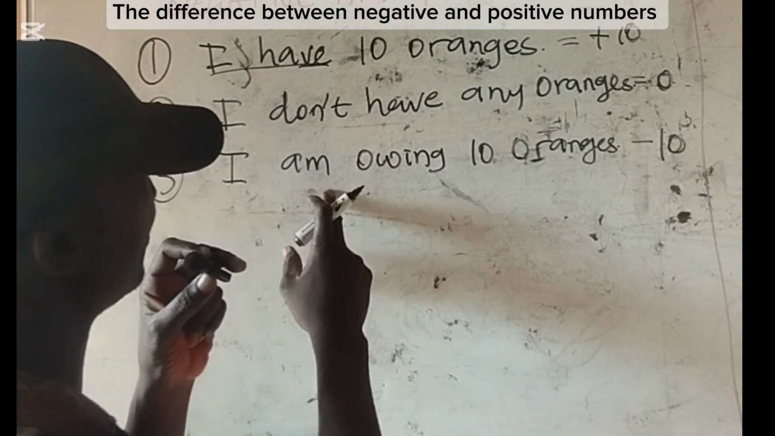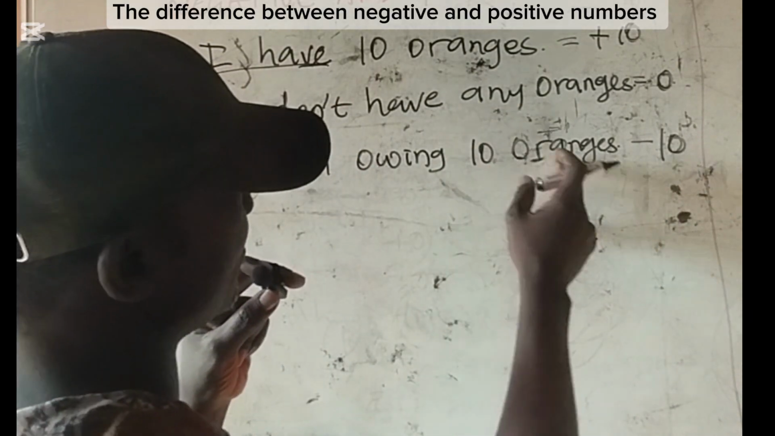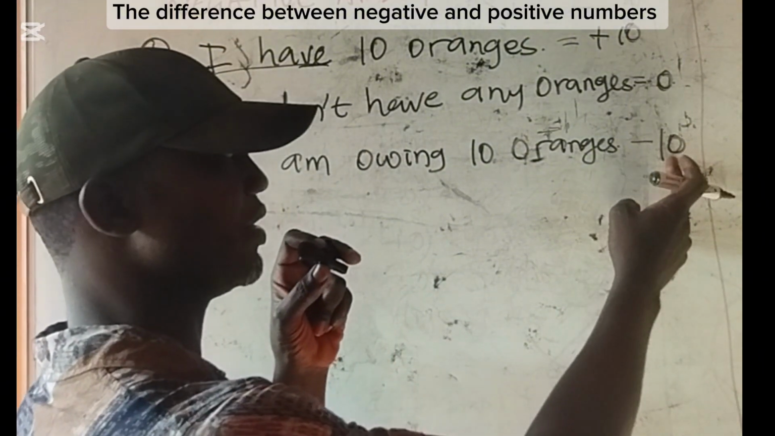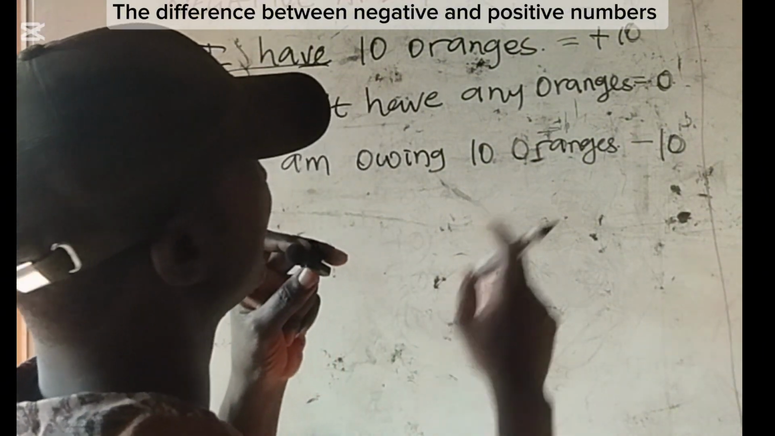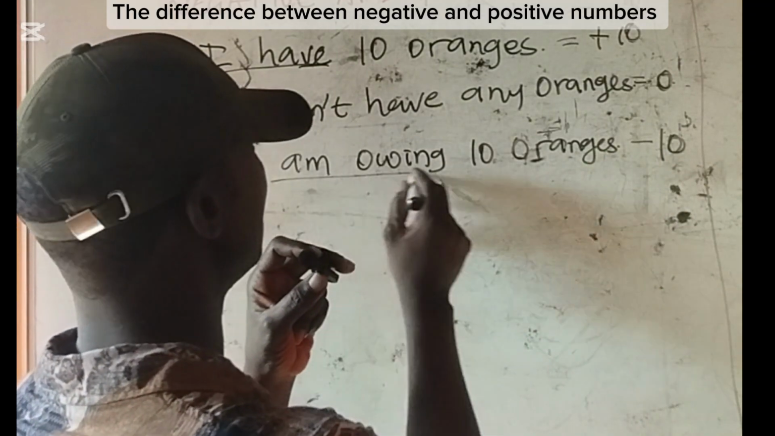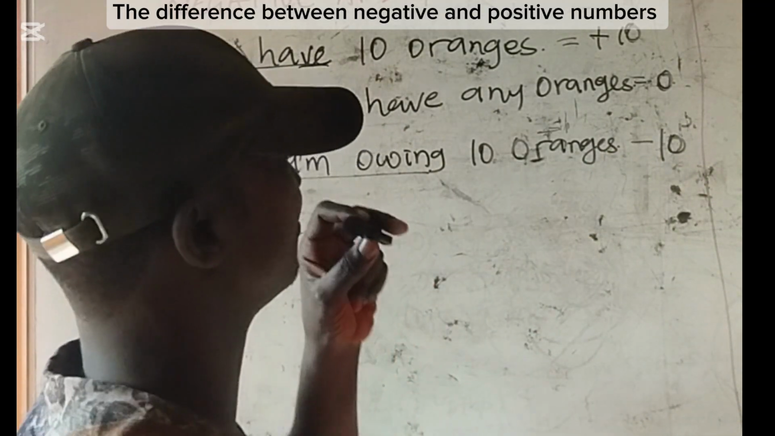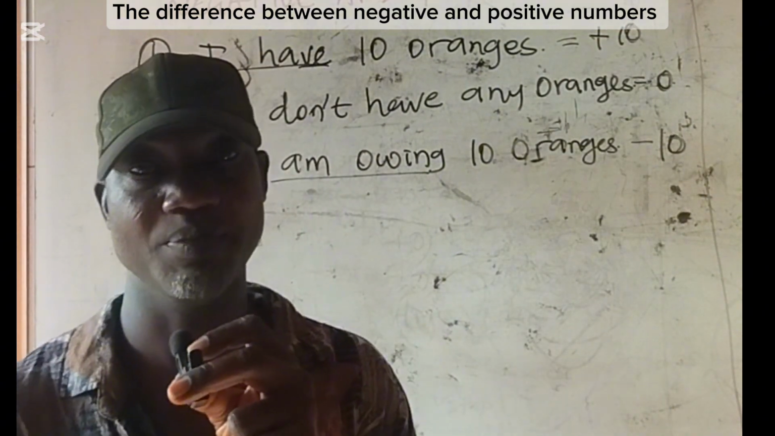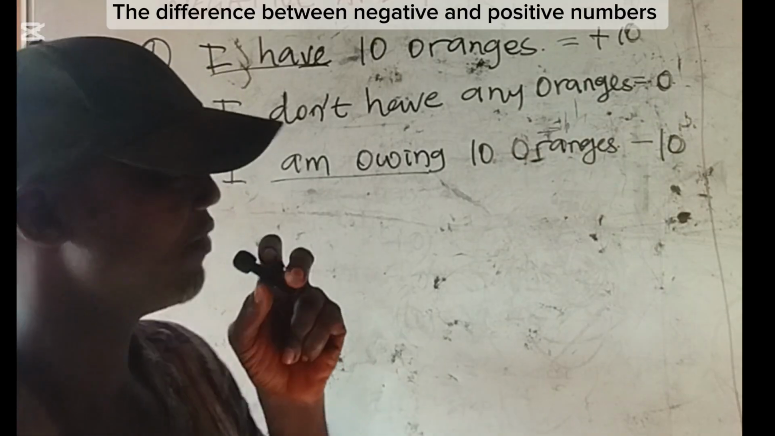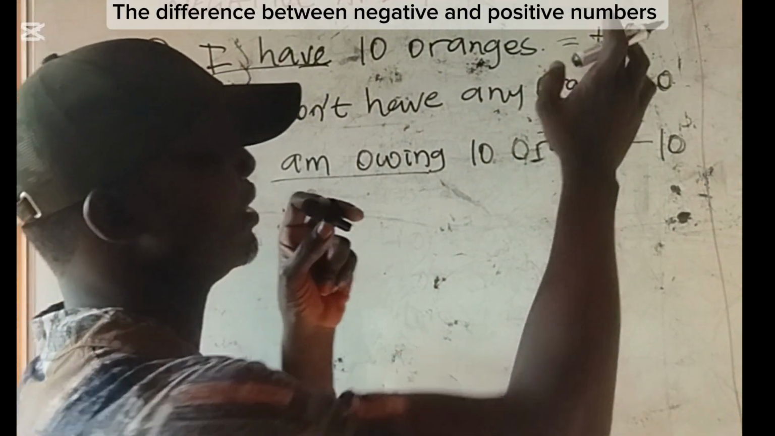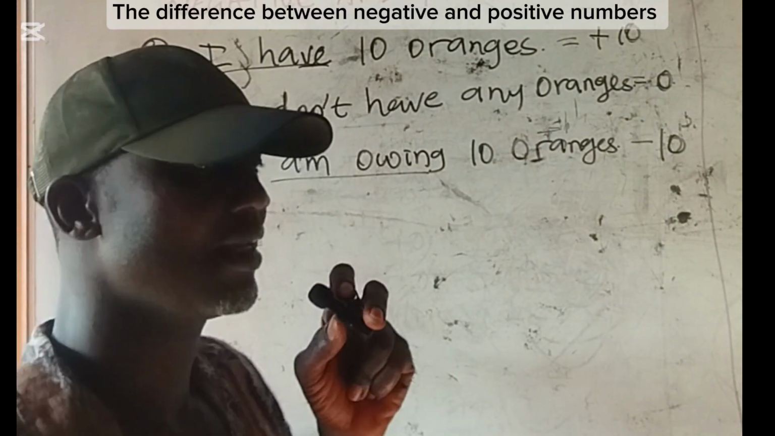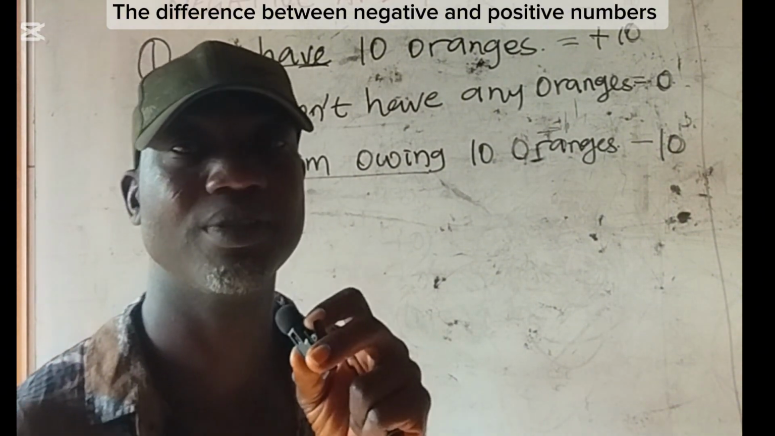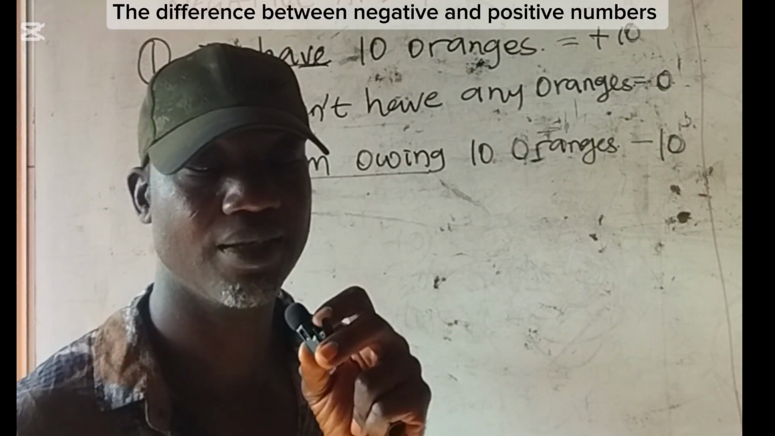Now let's go to the third one where I say I am owing 10 oranges, and I'm asked how many oranges do I have? The correct mathematical answer is minus 10. It is minus 10 because I'm owing. So in a nutshell, whenever you see a positive number, and I'm using oranges as an example, it could be anything, just know that it is attached to abundance, possession, you are not owing.